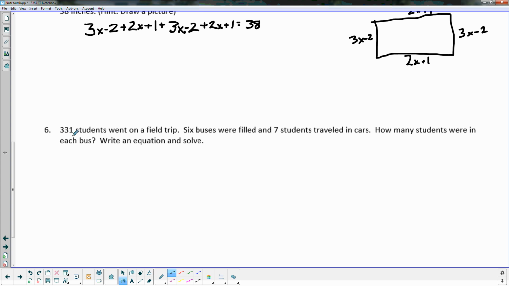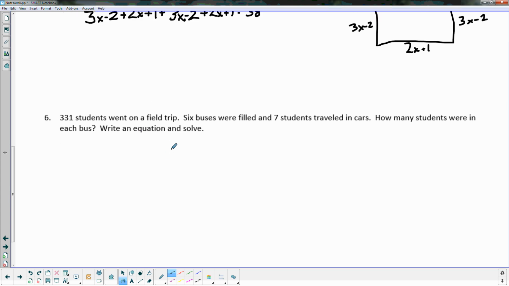Number 6, 331 students went on a field trip, 6 buses were filled, and 7 students traveled in cars. Maybe they went with their parents or whatever. But how many students were in each bus? Write an equation and solve it. So I know that 331 is our overall number that we want to hit. And I know 7 students traveled by themselves. The rest were in 6 buses.